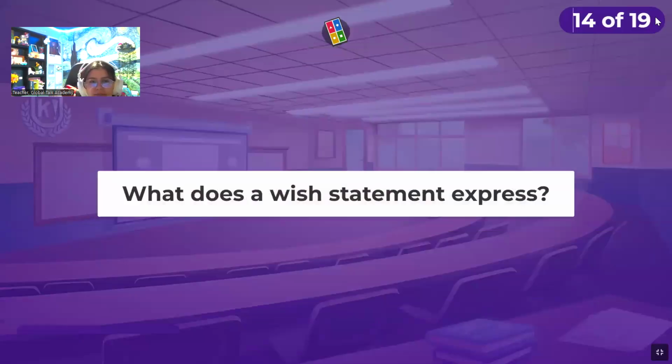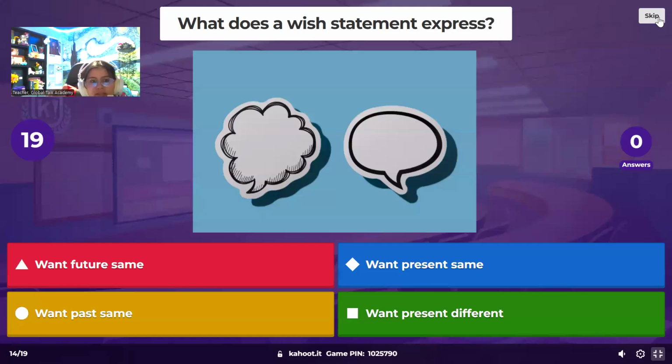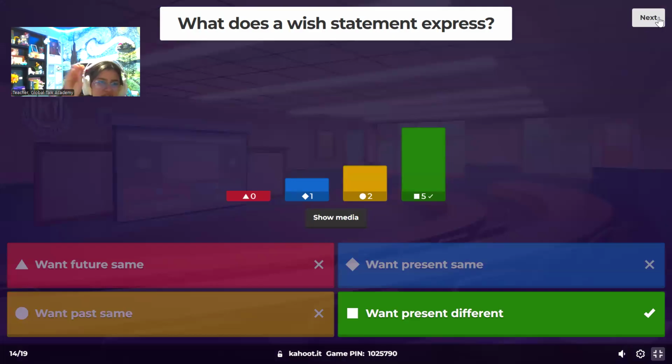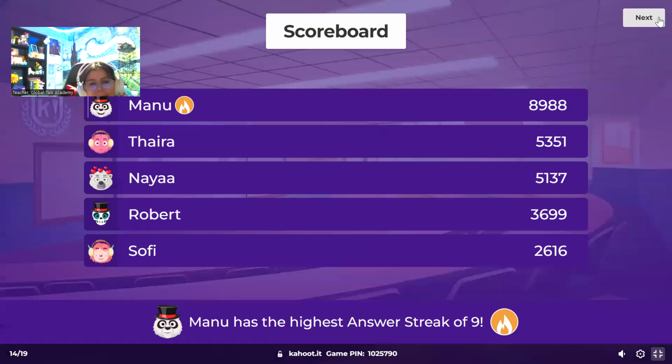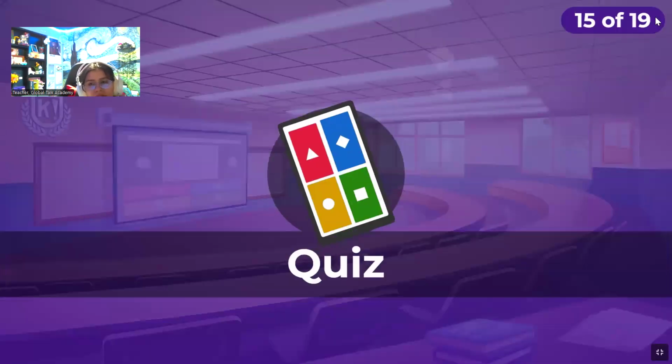Let's go to 14. What does a wish statement express? So what does it express? One future same, one past same, one present same, or one present different. So according to what we have here, what do you think? So it's not like a whole sentence, right? It's just words. But like we want to change basically. Like it's a wish, un deseo, right?